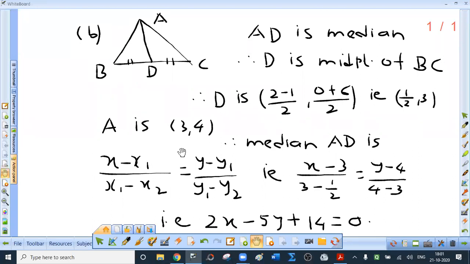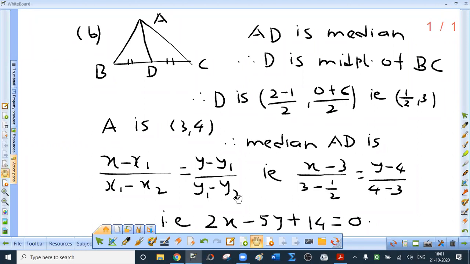You can use the form used in part A, or this one: (x minus x1) upon (x1 minus x2) equal to (y minus y1) upon (y1 minus y2). Here (x1, y1) is (3, 4), and what is (x2, y2)? It is (1/2, 3). So you get this, and simplifying, the final answer is 2x minus 5y plus 14 equal to 0. How will you check this?